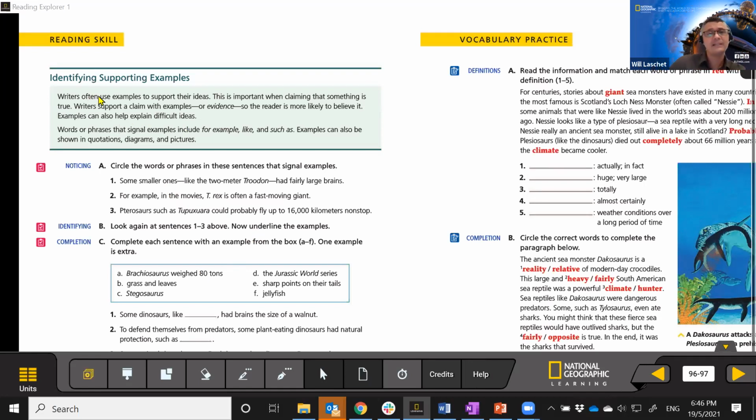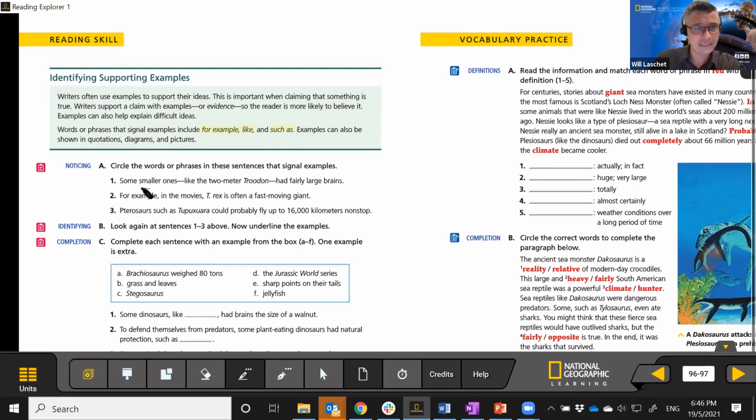Okay, so here we go, identifying supporting examples. This is a very useful skill for our students. When a writer makes a point, they need to support it with evidence. They need to give examples. So here, I'm not going to read it all to you, but it tells us that at this level, the type of language we're using is, for example, like, and such as. So every time I make a point, I'm going to use one of these bits of language to introduce my supporting argument, my evidence.